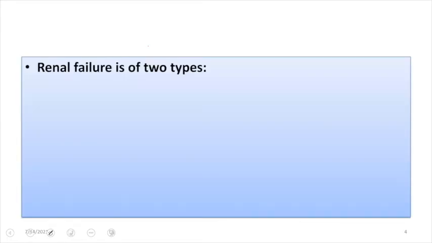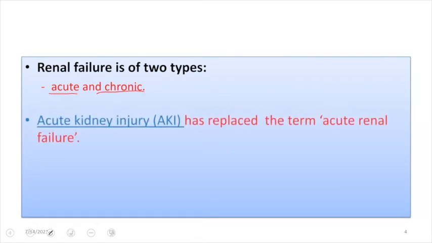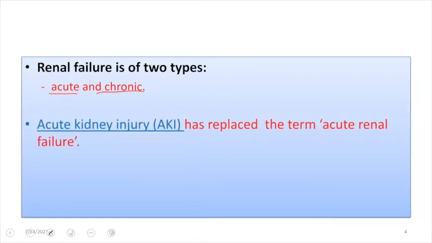So renal failure can be of two types. It can be acute or it can be chronic. So previously we used the term acute renal failure and chronic renal failure, but nowadays we have replaced the terminologies, and the renal failure is also referred as acute kidney injury. So we called acute renal failure as acute kidney injury.